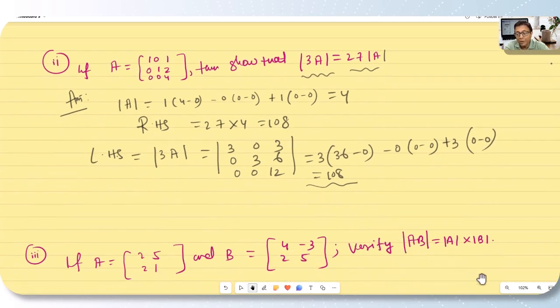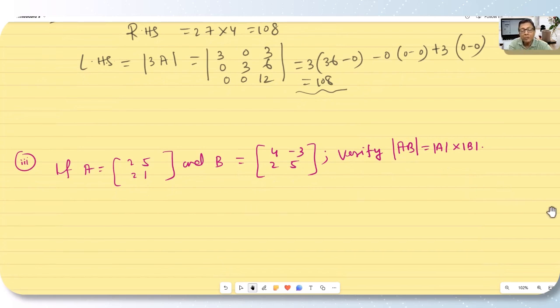In the next problem, they asked you to verify. I am telling you, this is a very important property of a determinant. If we multiply two matrices and then take the determinant, it is actually the product of the values of the individual determinants. That is what they have asked you to prove. In the next session we will learn this as an important property of determinants. So how to answer this?